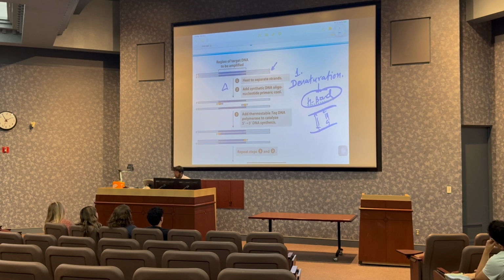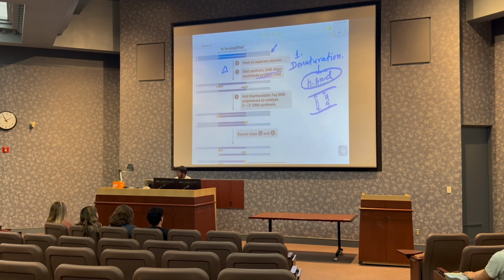Okay, now you will add synthetic DNA oligomers and nucleotide primers. If you want to make DNA strands, you have to give the units. It's like Legos, you know. If you want to polymerize, you have to provide those substitutes for the nucleotides to form the polymeric chain.